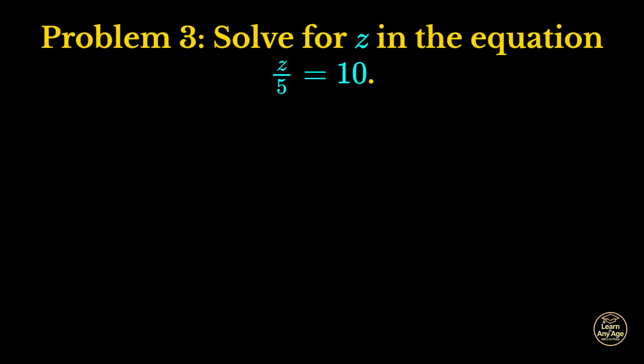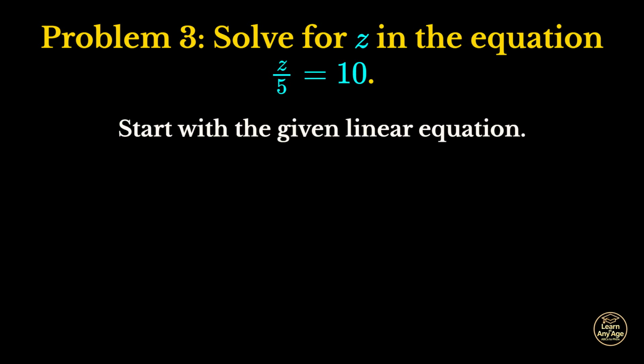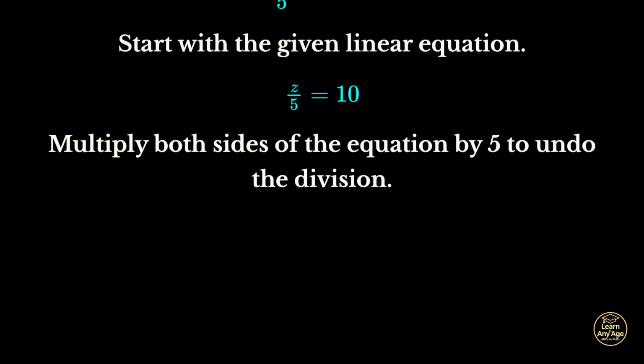Problem 3. Solve for z in the equation z over 5 equals 10. Start with the given linear equation. z over 5 equals 10. Multiply both sides of the equation by 5 to undo the division. 5 times z over 5 equals 10 times 5.